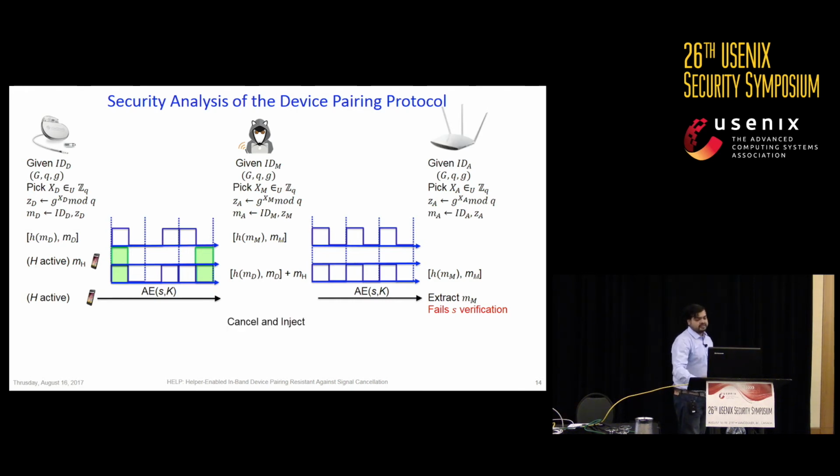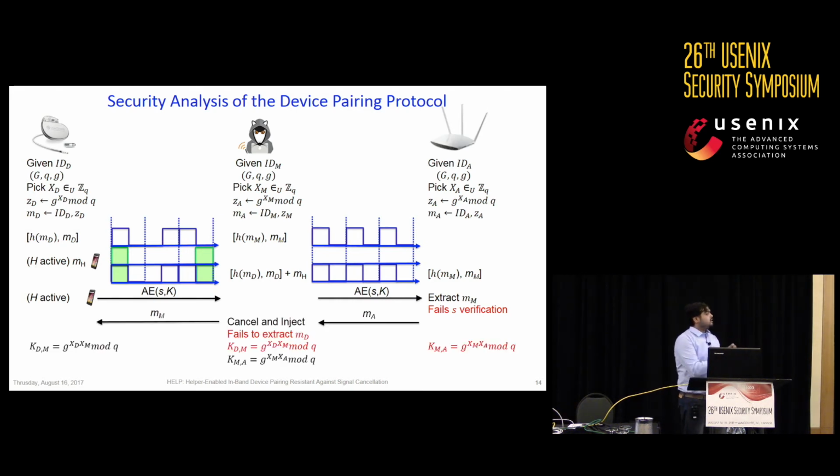And for the downlink, when the hub is transmitting MA, Mallory can cancel and inject its own MM. But here we see that the positions on which the on-slots are present are sent through an authenticated encrypted channel. So the adversary will not be able to extract S. Therefore, it will not be able to clean up the superposed message, and it will fail to extract MD.